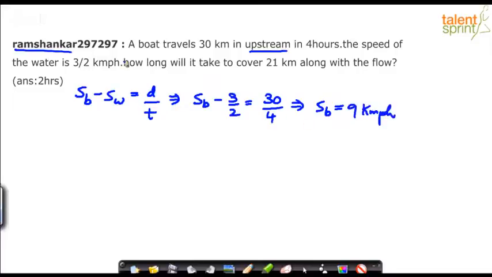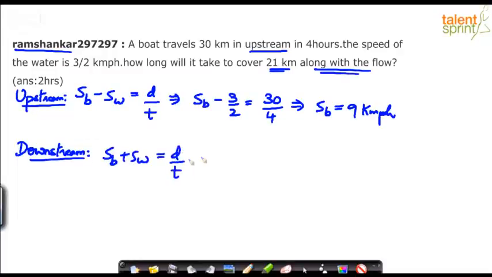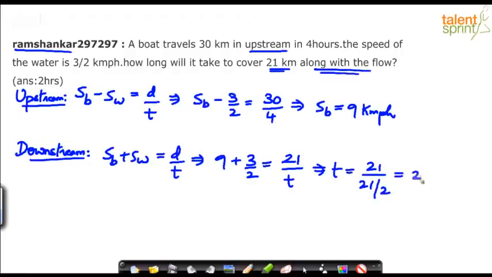That's it. Now, how long will it take to cover 21 kilometers along with the flow? Along with the flow means what? Downstream. See, this is the upstream case. Now, second, he is asking us to go for downstream. What happens downstream? We'll take speed of boat plus speed of the water, distance traveled by time. So, what is the speed of the boat? We have calculated as 9. Speed of the water 3 by 2. So, 9 plus 3 by 2 equals, distance traveled is 21 kilometers. Time taken is equal to what? Simplify this now. 9 plus 3 by 2 is 21 by 2, right? So 21 divided by 21 by 2 will result in 2 hours.